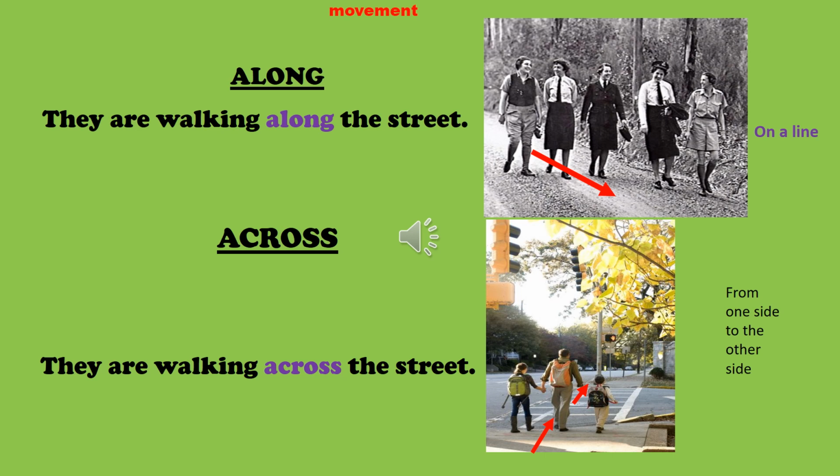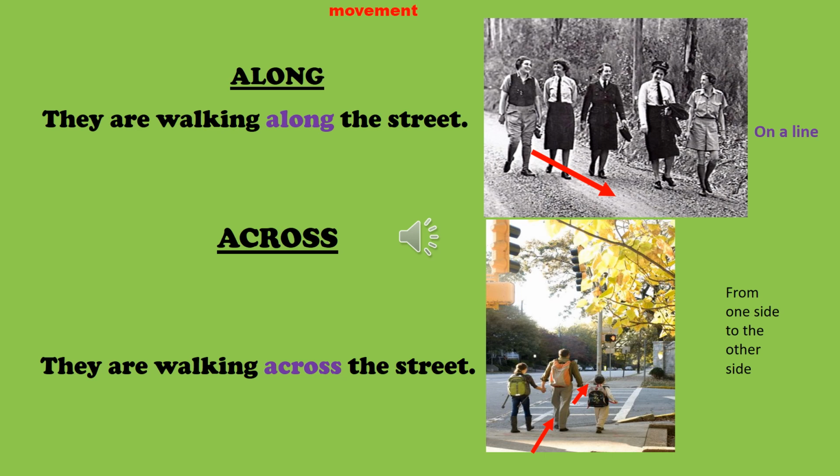Look at the picture. What are they doing? They are walking along the street. They're walking on a line. Okay? So here we're going to use along.